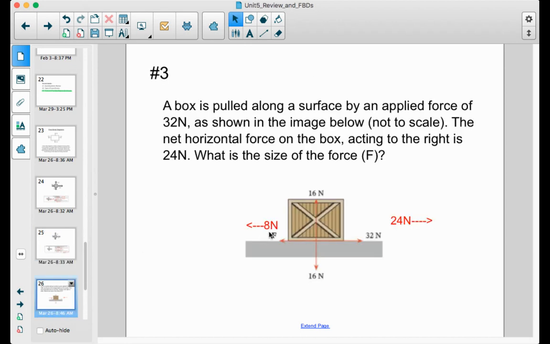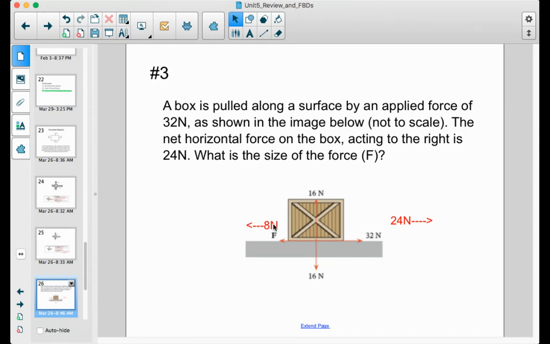Okay. And number 3 here, if we focus on this object, the crate, we see that there's a balanced force vertically, and there's an applied force of 32 newtons to the right. What this problem is asking, if you read it, is what is the size of this force here? Now, we are told that the net force is 24 newtons. So that means there's an overall force of 24 newtons in this direction. So if our applied force is 32 newtons, to figure out what this force is, all we have to really do is take 24 newtons, which is our net force, subtract it from our force that's applied to the right, and that's going to give you 8 newtons.